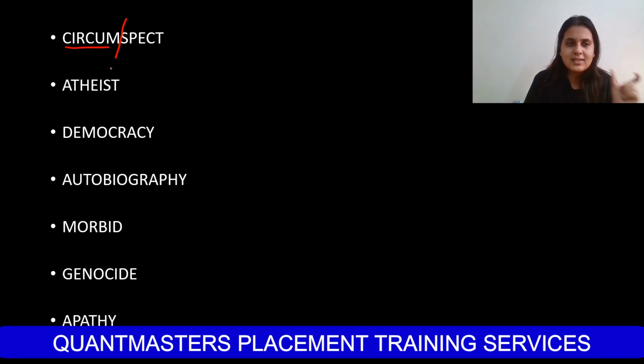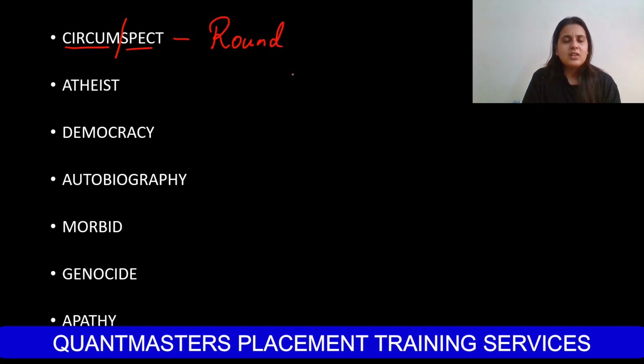So the first word is circumspect. Let's break it down. The first part is circum and the second part is spect. What is the meaning of circum? When you say circumference, circumcircle, circular. Very good. So circum gives you the meaning of round. Correct? So when you say circum, circum means round.